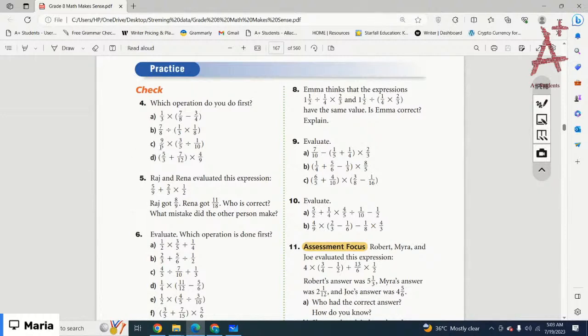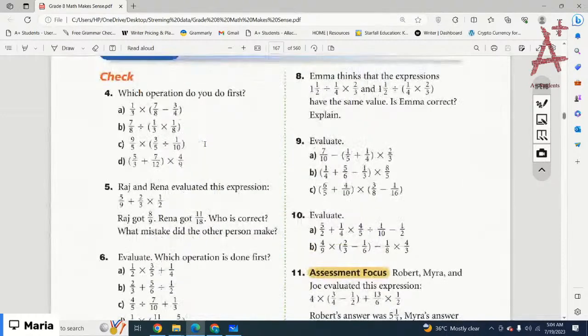Then from the C part, we have 9 by 5 times 3 by 5 divided by 1 by 10. So which operation we're going to perform first? Division, the one that is inside the bracket, we're going to perform first. So here in the C part, we're going to perform division first. Got it?